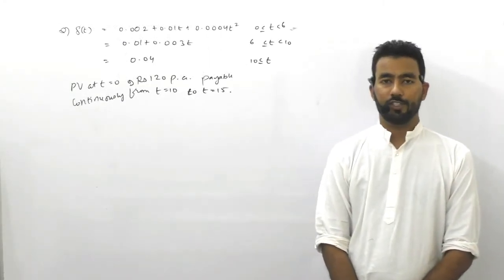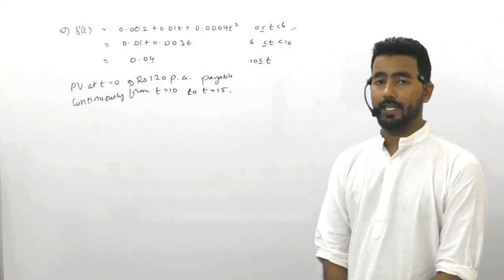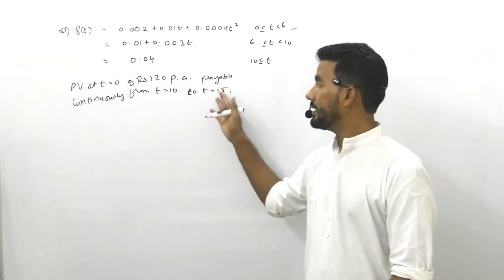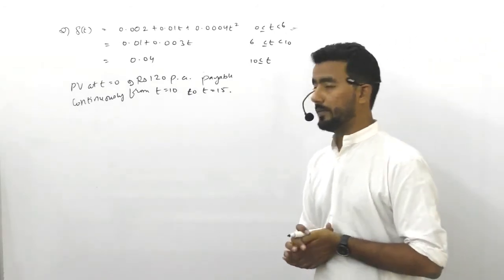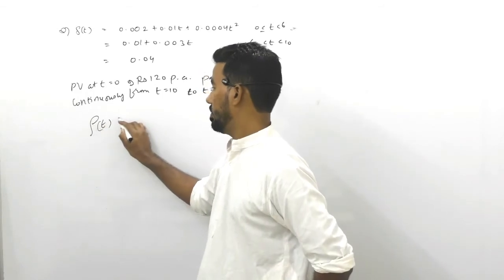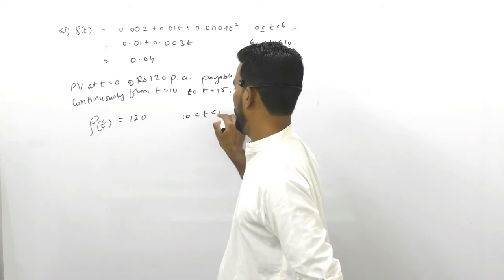So the last question for this chapter or this topic is this. So again we have 3 force of interest given, and the question says that payment is being made from time 10 to time 15 at the rate of 120 per annum continuously, and I have to find the present value of this payment at time 0. So here my payment stream is given 120 and the time for which it is applicable is 10 to 15.